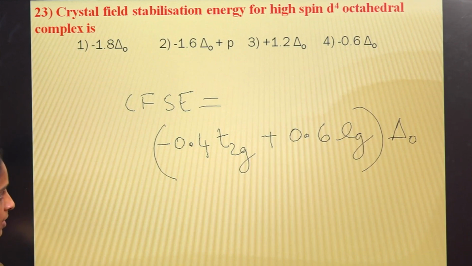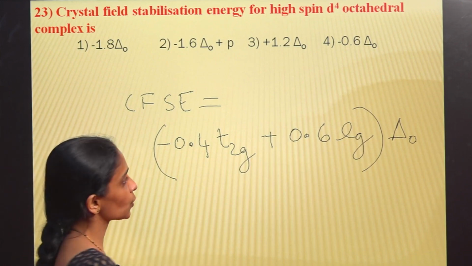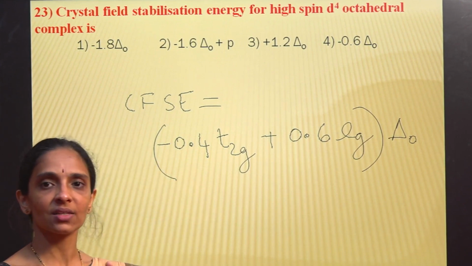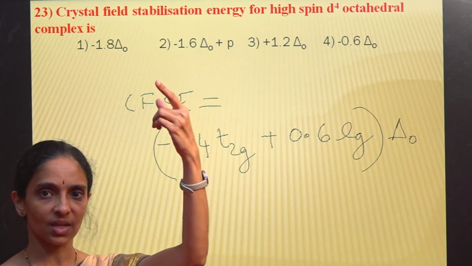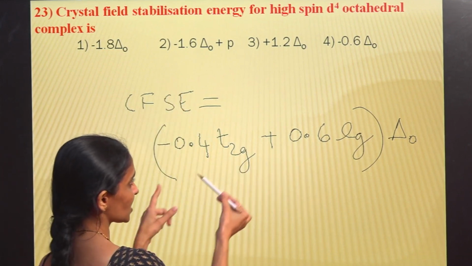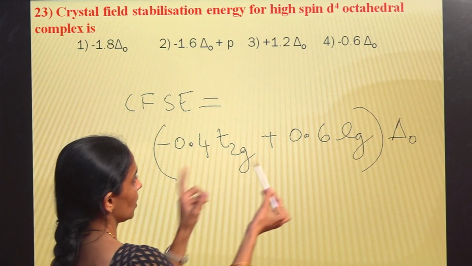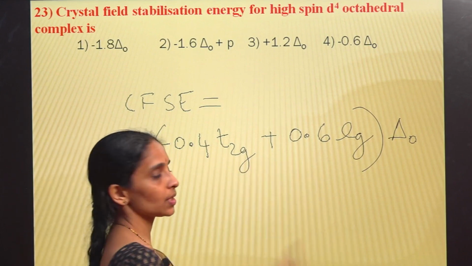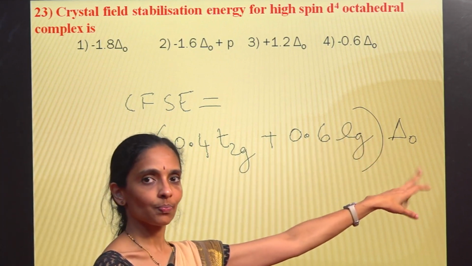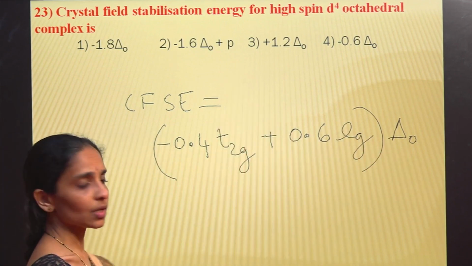In the case of tetrahedral complexes, it's going to be different. The formula is going to be different. What happens there is Eg comes down in the energy axis, T2G goes up. So the formula there is minus 0.6 for Eg and plus 0.4 for T2G. Okay, the formula changes. This is only for delta O, I mean for octahedral complexes.